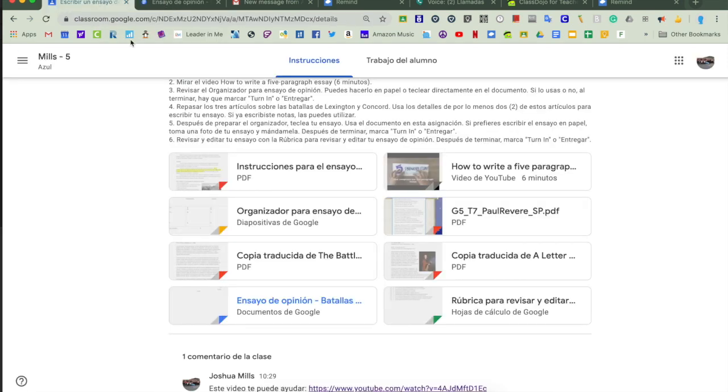Okay, all right, that's up there. It's the same thing as before. And this is a rubric. They'll use it as a checklist to see if they did all the things. And it's like we did last week.